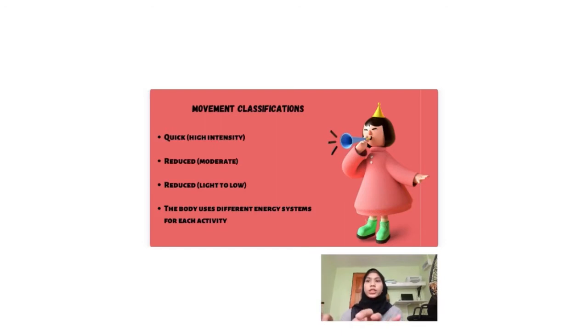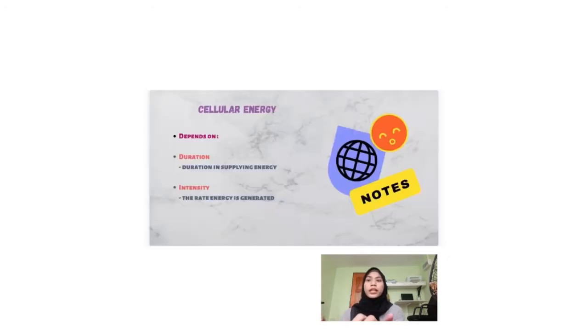So this is the movement classification. It has quick, which is high intensity, moderate, and light to low. Quick movement lasts just a few seconds, moderate lasts for several minutes, and low intensity, about 50%, lasts for several hours. Our body uses different energy systems for each activity. It is not all the same. The cellular energy also depends on the duration of supplying energy, and also intensity, how much energy is generated.